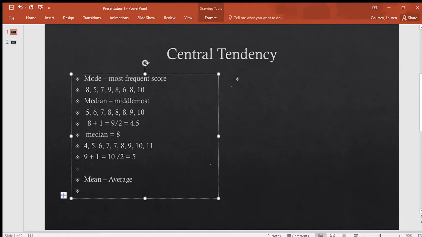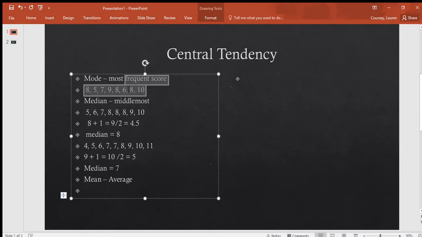So where is the 5th position? We get 1, 2, 3, 4, 5. So the 5th position is a 7. So my median for this series of numbers is 7. Right? So the mean is just the average of all the scores. This is probably one of the most popular measures of central tendency.